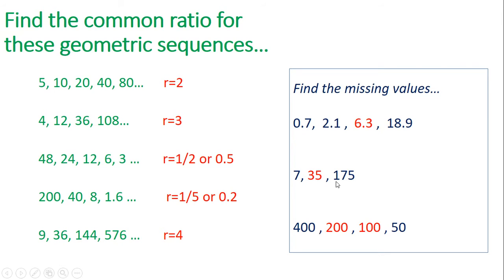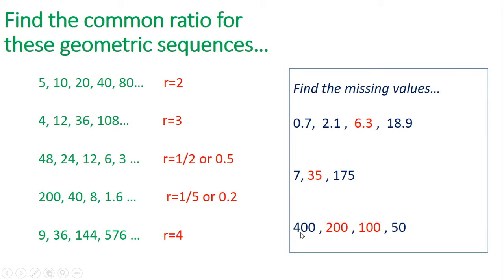For this one here, you have to think about the fact that when you do double jumps, you're squaring the common ratio. So you can think about going from 7 to 175. And if you do 175 divided by 7, you'll get 25. That's the common ratio squared, so the common ratio has to be 5. So multiplying by 5 is what gets us the 35, and that works for this one here.